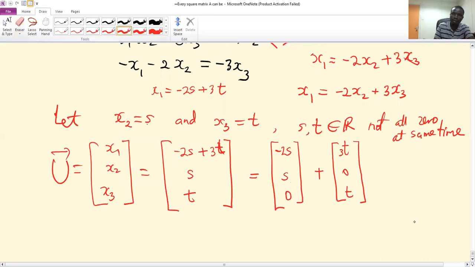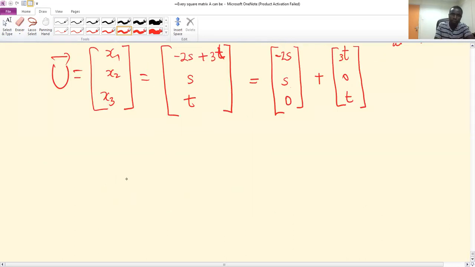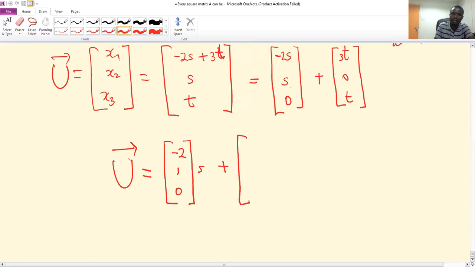Which you can say u is, this one will be minus 2, 1, 0 times s, and then plus, this is 3, 0, 1 times t. Now you see we have two linearly independent solutions. We have minus 2, 1, 0, and 3, 0, 1.